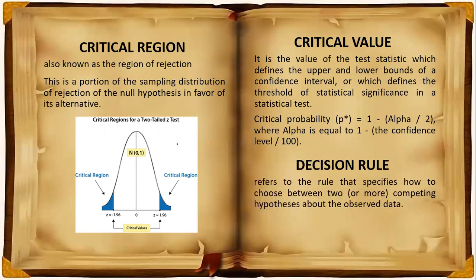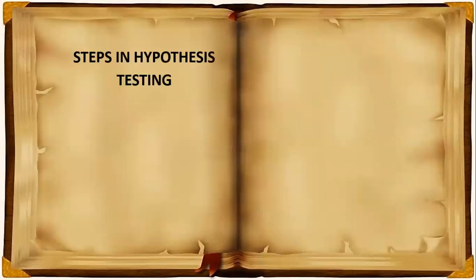Now, let's proceed to the decision rule. So decision rule refers to the rule that specifies how to choose between two or more competing hypotheses about the observed data. So sa decision, I mean, sorry class, the decision rule class, no, it is also a conclusion of your hypothesis testing. So conclusion siya sa inyong kanang null hypothesis class or sa inyong hypothesis testing. So nahog siya conclusion. Now, let's proceed to the next slide.